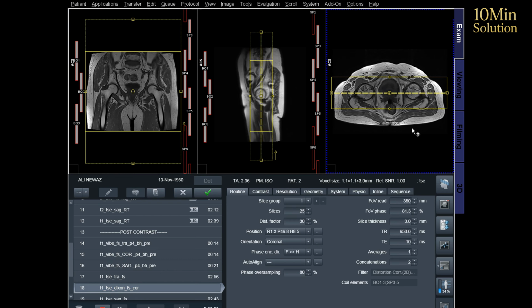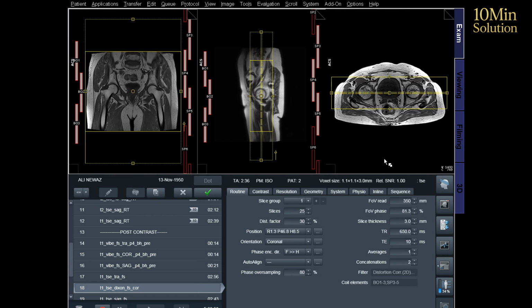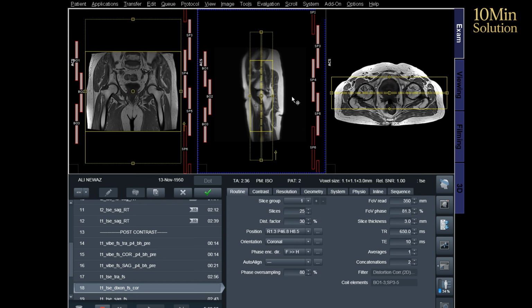Angle the positioning block parallel to the RT and LT femoral heads. Check the positioning block in the other two planes. An appropriate angle must be given in the sagittal plane, parallel to the femur.